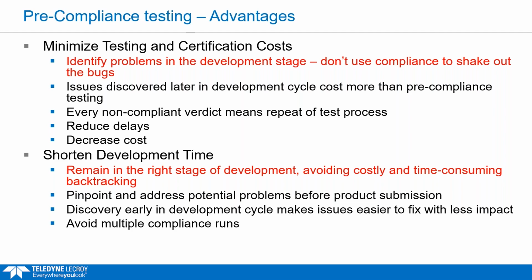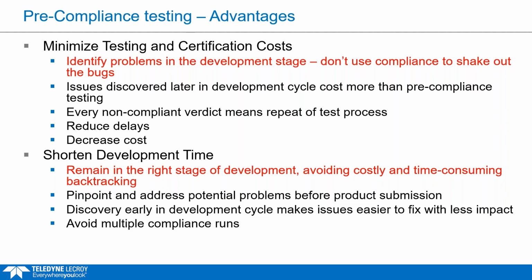Product issues, if left undiscovered until late in the development cycle, can cost significantly more than the cost of the pre-testing itself. And multiple test phases can ultimately result in a functional product, but for every non-compliant verdict, you're going to have to repeat some or all of that process. This, of course, adds delays to product development and therefore increases costs, and includes the cost of perhaps lost marketing efforts around a particular launch date that has to be postponed until the product has made its way successfully through those testing phases.